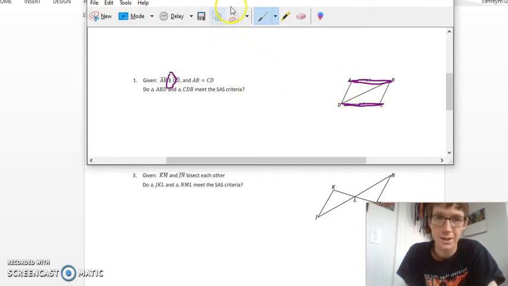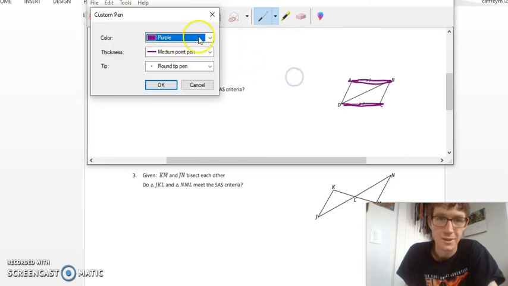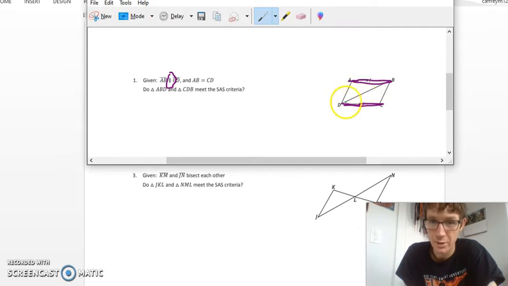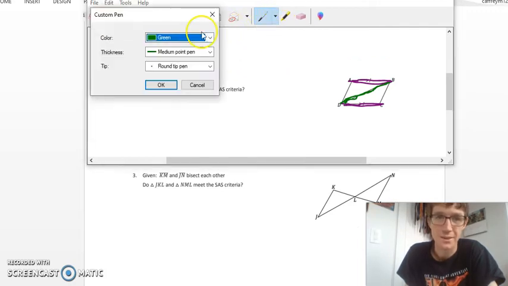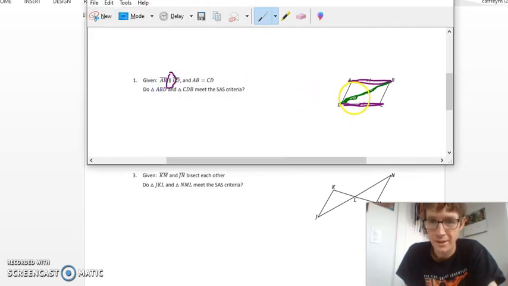Other things to note. So let's see. Let's make this green. Other things to note is we have a shared side. Whenever you have a shared side, that means that the side is the same for both triangles. So I'm going to highlight this right here. Now the next thing is, does it meet side angle side criterion? So basically what that means, for it to be SAS, that means that this angle would have to be the same as this angle.